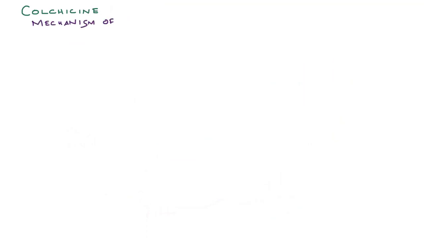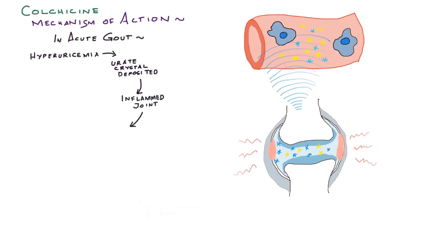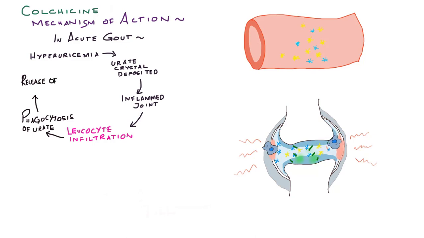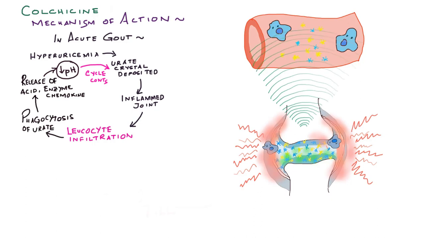So let's try to understand the mechanism of action of colchicine. This is a very important question. We already know that in acute gout, there is hyperuricemia, which leads to increased uric acid concentration in synovial fluid, leading to deposition of urate crystals in the joint space. That causes joint inflammation and leads to chemotaxis and infiltration of leukocytes. These leukocytes again phagocytose the urate crystals and cause release of lactic acid, enzymes and chemokines, which reduces the pH of synovial fluid, which again leads to further deposition of urate crystals in the joint space, and the cycle continues.